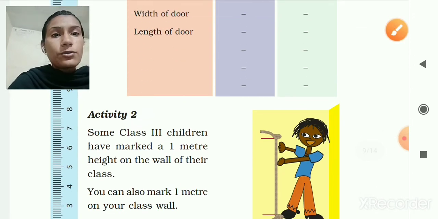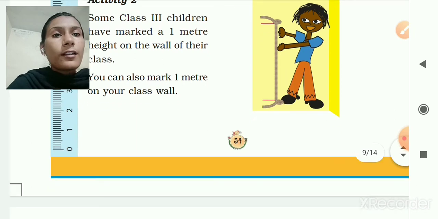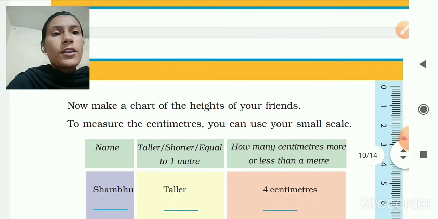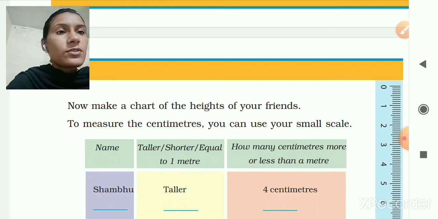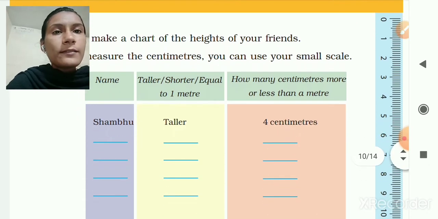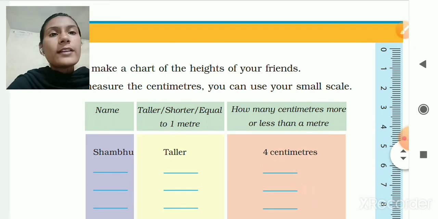Then activity 2. Some class 3 children have marked a 1 meter height on the wall of their class. You can mark 1 meter on your class wall. Now make a chart of the heights of your friends. To measure the centimeters, you can use a small scale. So here you have to make a chart.